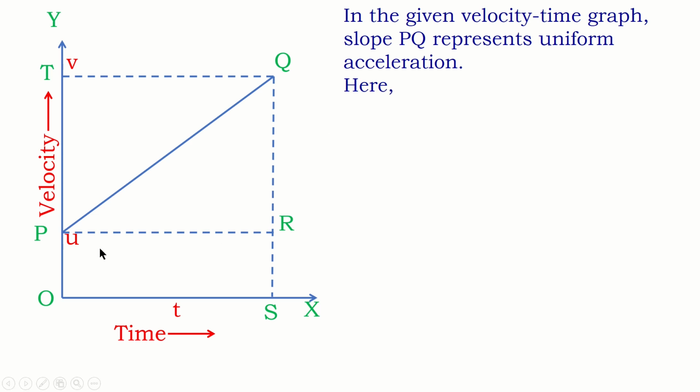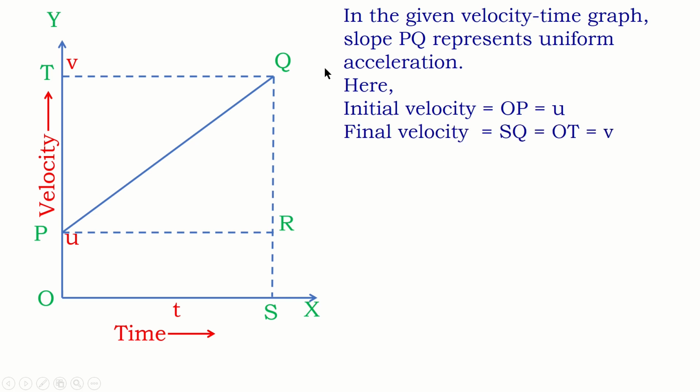In this graph, the initial velocity is OP. Velocity should be taken on the y-axis, that's why it is OP. OP is the initial velocity, which is symbolized by u. And the final velocity is SQ. The final position of the body is Q, that's why we can say that SQ is the final velocity. Since it is velocity, it should be taken on the y-axis, and so SQ is equal to OT. OT is symbolized by v.